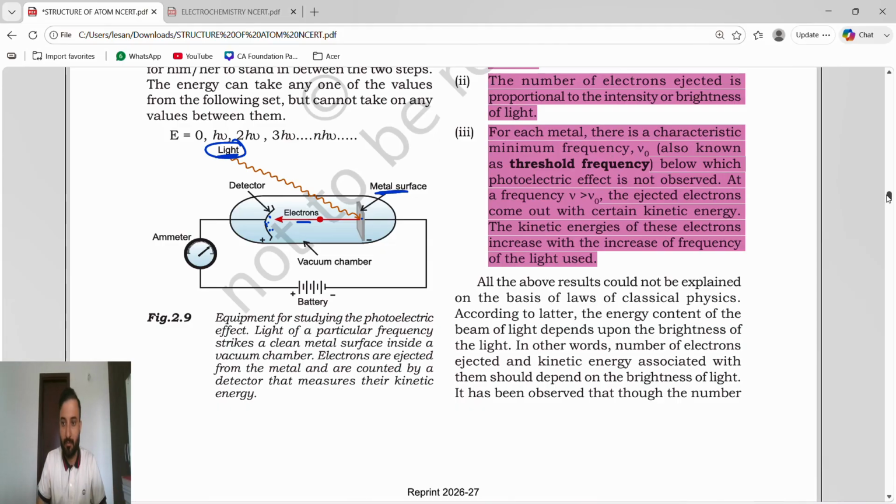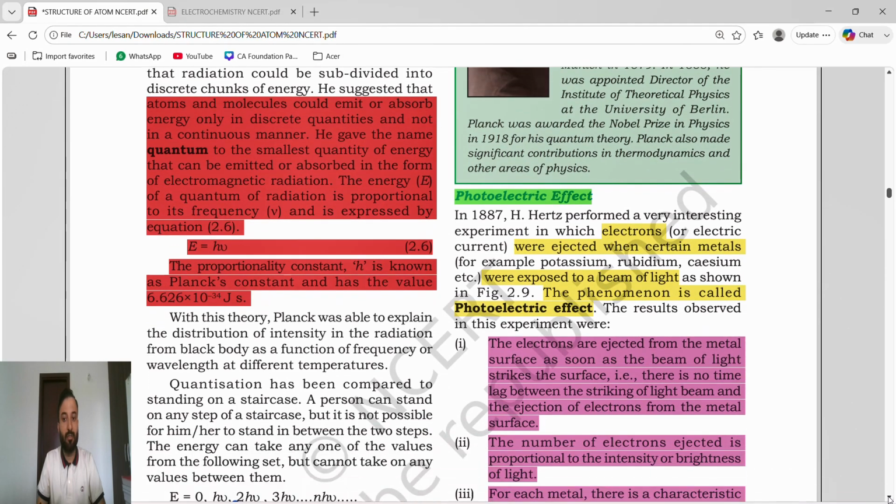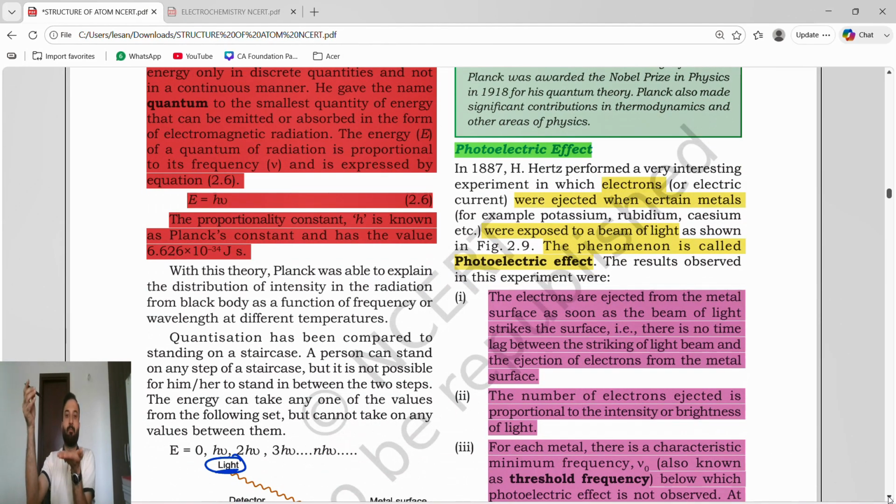When will the current flow? When the electron leaves. It's not that I can take a beam of light, hit the metal surface with any frequency, and electrons will eject. No, the electron also has an attitude, saying, "Brother, we won't go." You have to hit with the threshold frequency. Threshold frequency means the minimum frequency required to remove the electron.